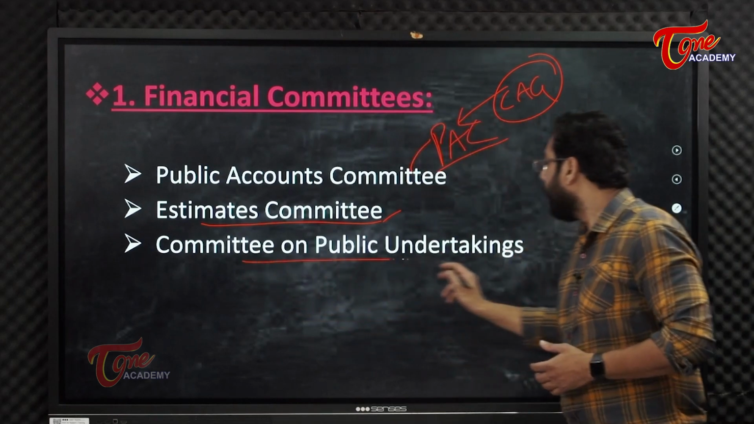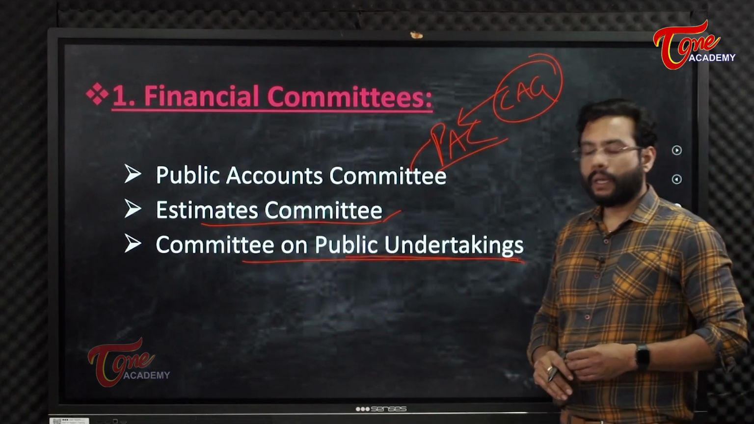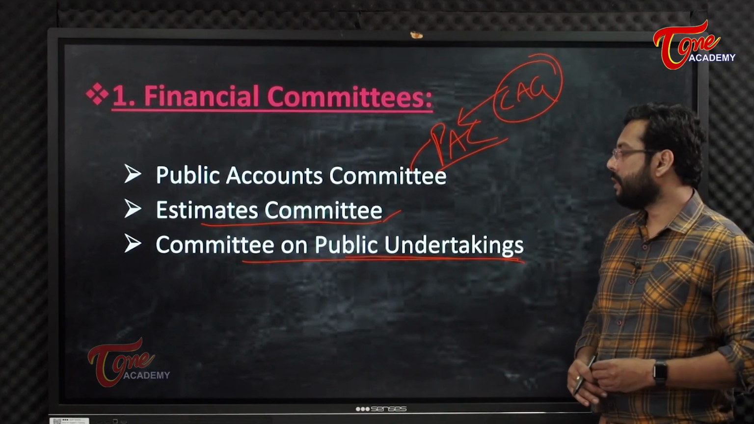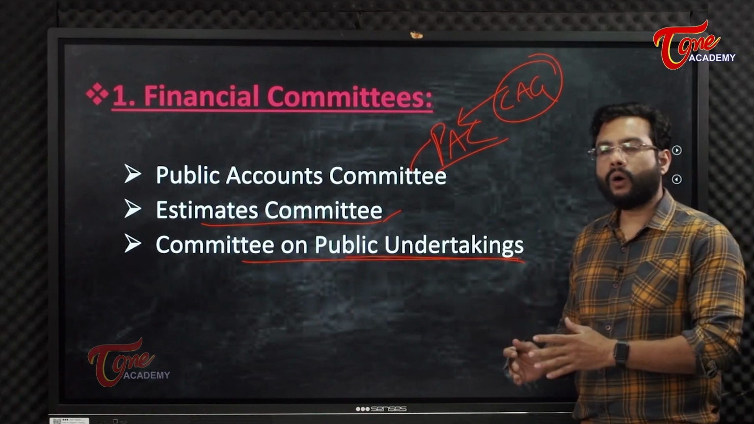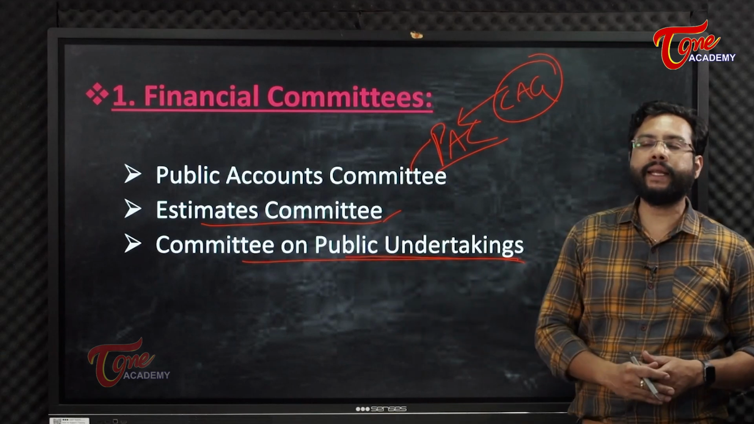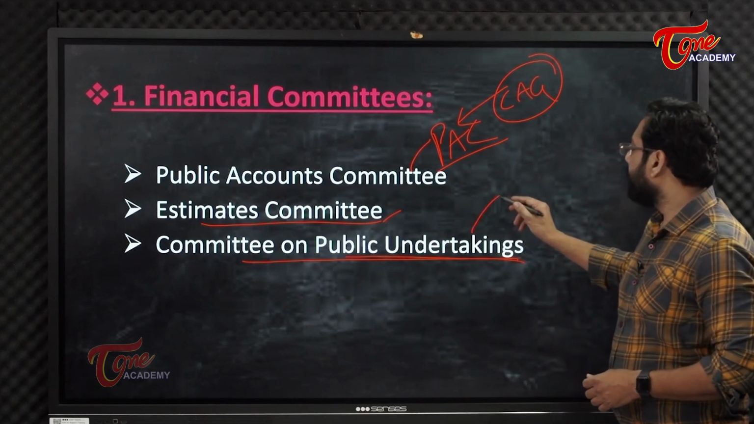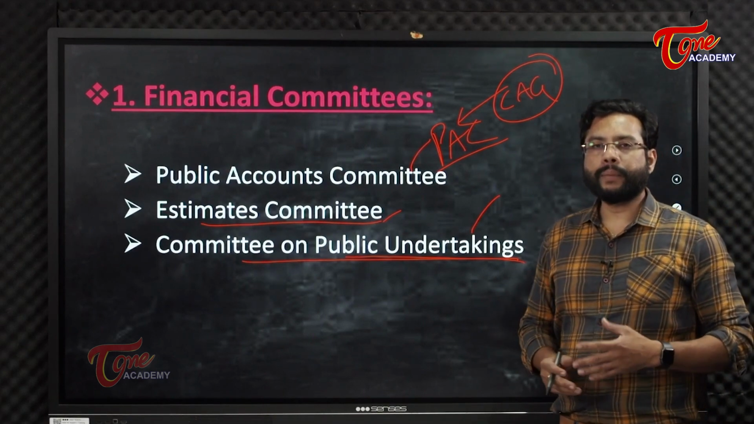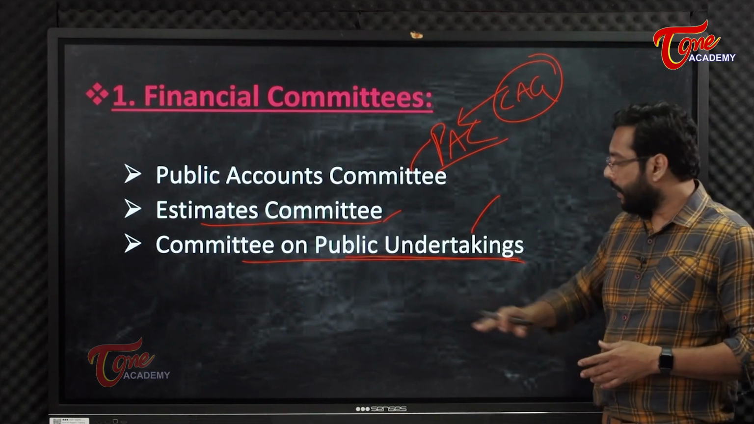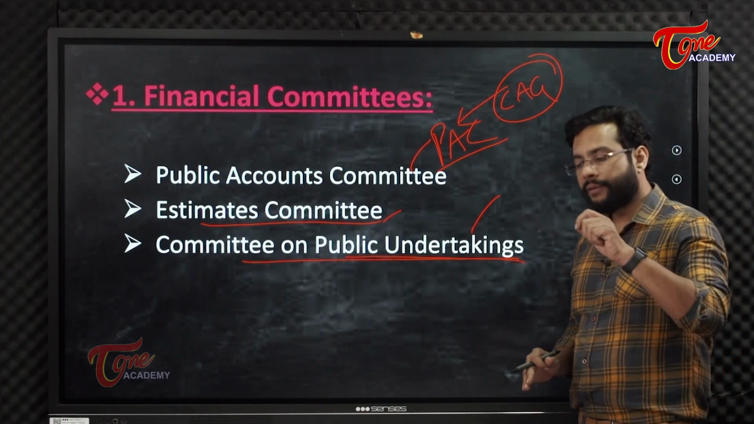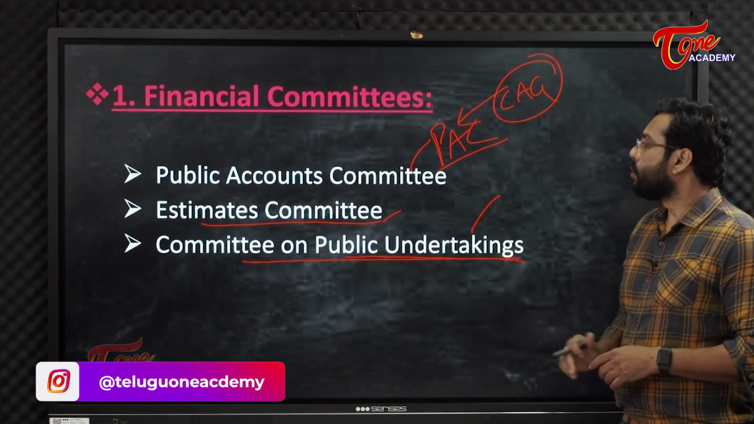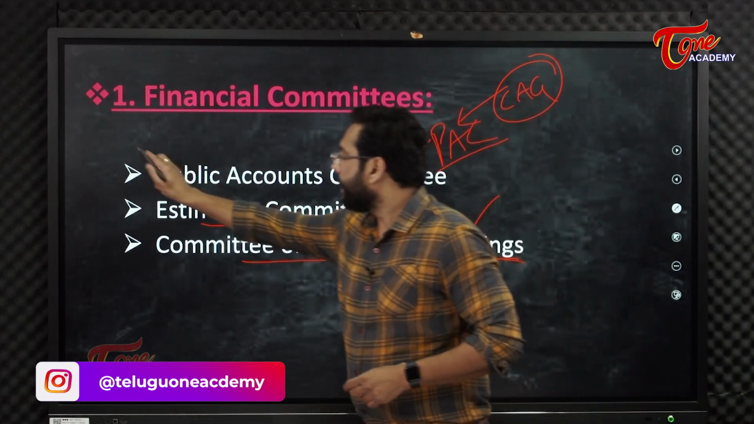And we have the committee on public undertakings. Public undertakings are the commercial arm of the government of India or of various states. They are revenue generating companies. We have many, like Maharatna companies, Mini Ratna companies, Navaratna companies. So all these companies come under public undertakings. And we have a parliamentary committee which will study the reports of such undertakings. So we will be discussing this in detail here.